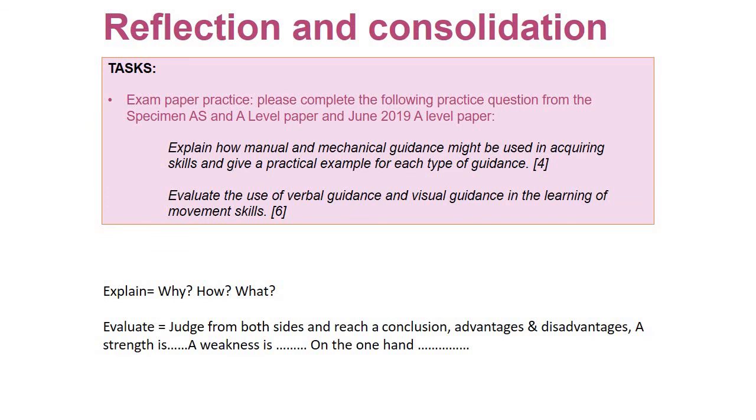And the second question, a 6 marker: Evaluate the use of verbal guidance and visual guidance in the learning of movement skills. And again, I've put below just to remind you what evaluate actually means. To evaluate is to judge from both sides and reach a conclusion. So we're looking at the advantages and disadvantages. And a couple of sentence starters might be: a strength of verbal guidance is. A weakness of visual guidance is. On the one hand, verbal guidance is good for this. On the other hand, visual guidance is good for that. So make sure you are evaluating the use of those.